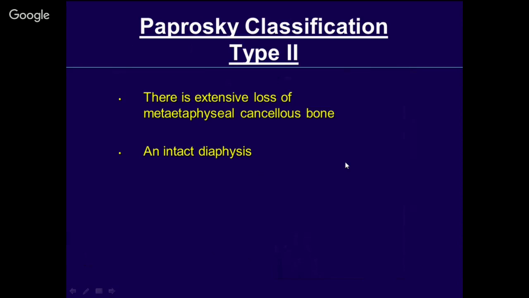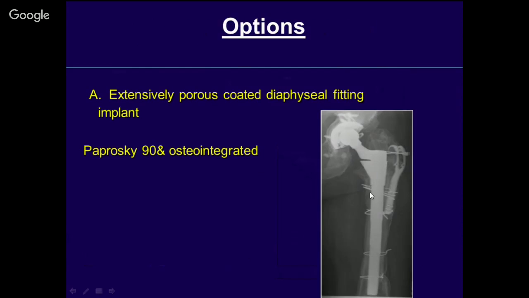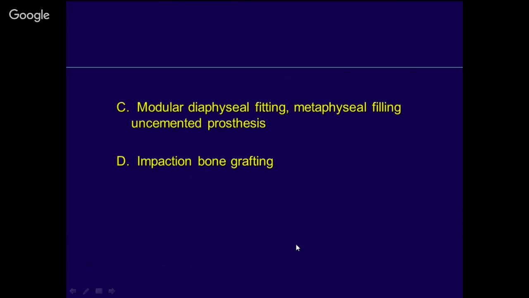Now start with the Paprosky type 2. There is extensive loss of the metaphyseal cancellous bone, but the diaphysis is intact. So the option is an extensively porous coated diaphyseal sitting implant; Paprosky found 90% osteo-integrated. Then you have long stem cemented revisions, then modular diaphyseal sitting, metaphyseal sitting uncemented stems, or we can do impaction bone grafting and then a cemented implant.